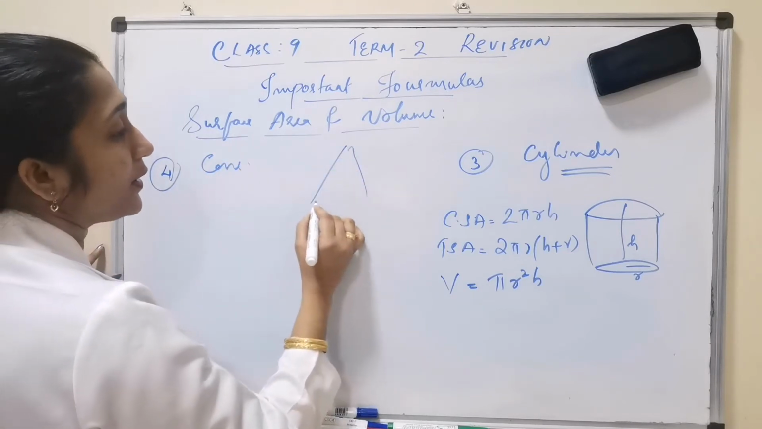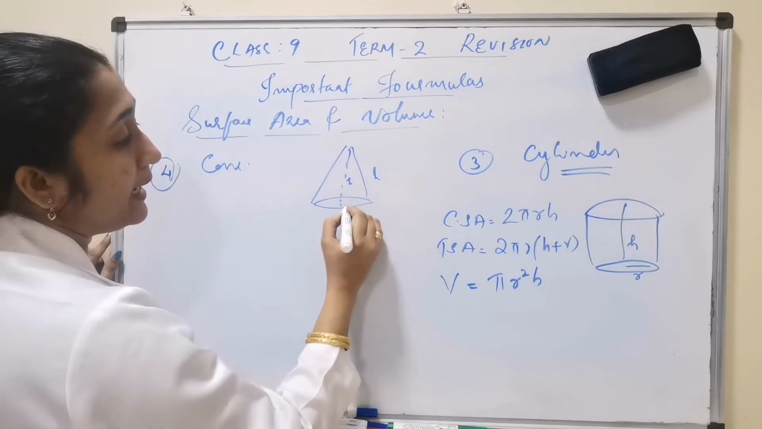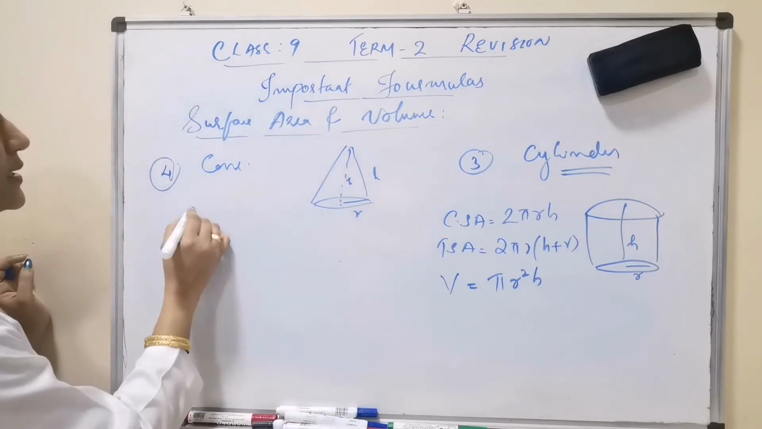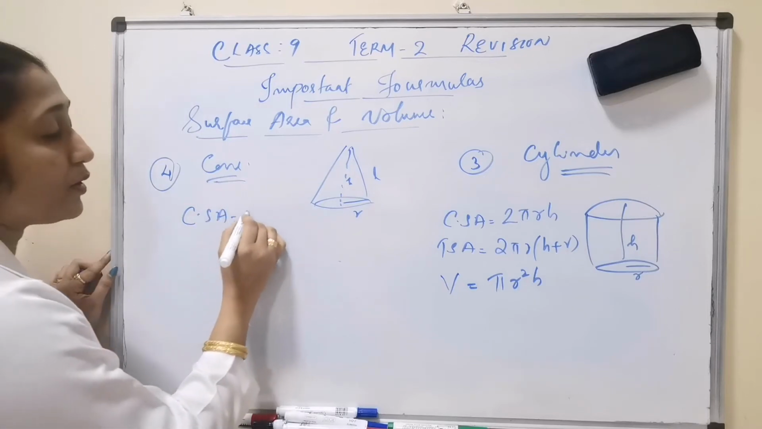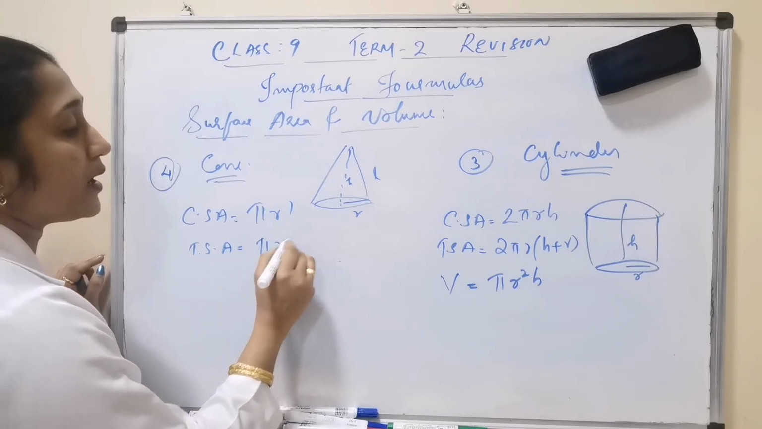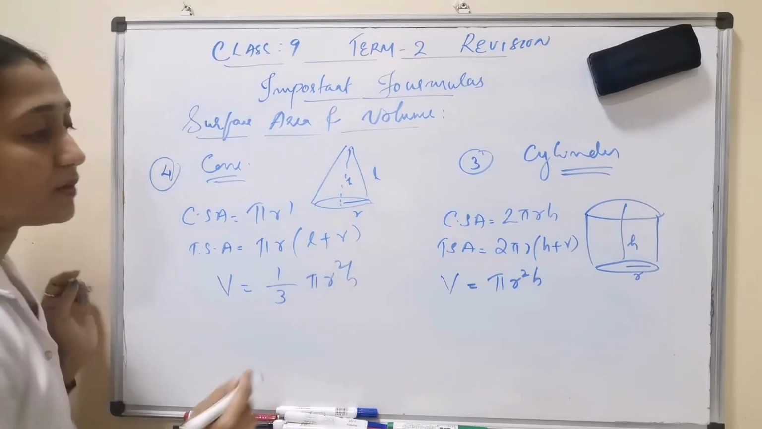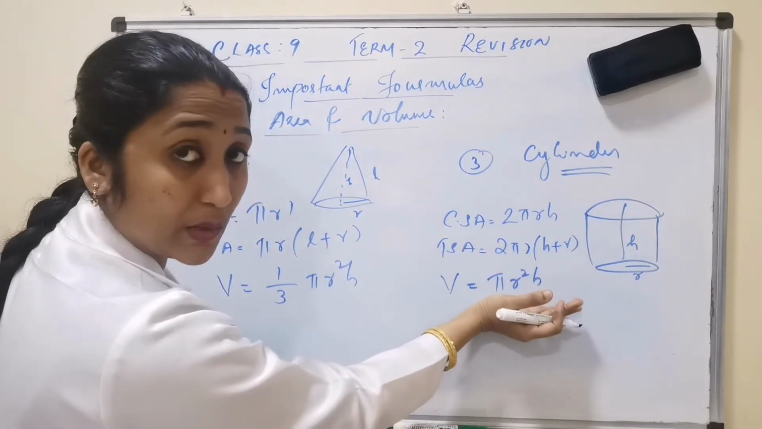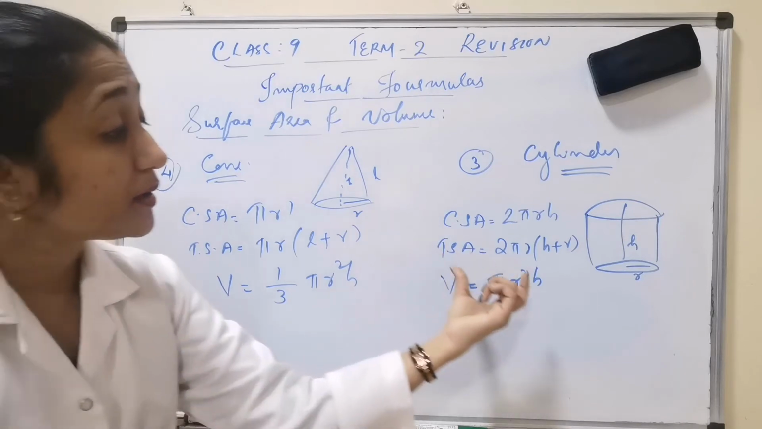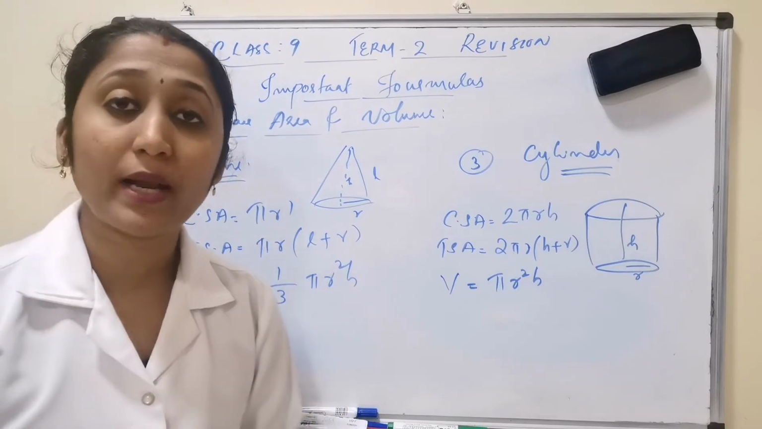A cone is like this, like a birthday cake. This is h, this is l, and this is r: radius, slant length, height. What is the CSA of a cone? CSA is equal to πrl, total surface area is πr(l + r), and the volume is 1/3 πr²h. Look at these two: the volume of a cylinder is πr²h, but the volume of the cone is 1/3 πr²h. Is it clear?